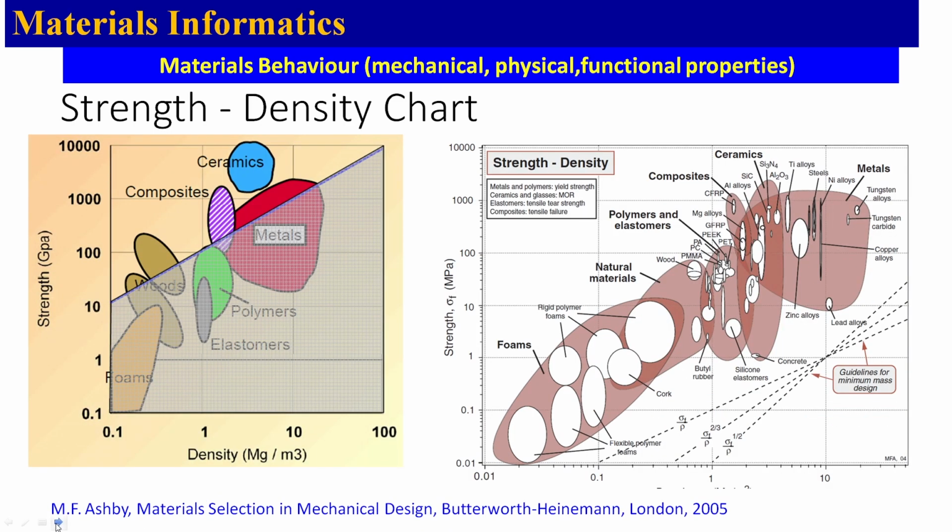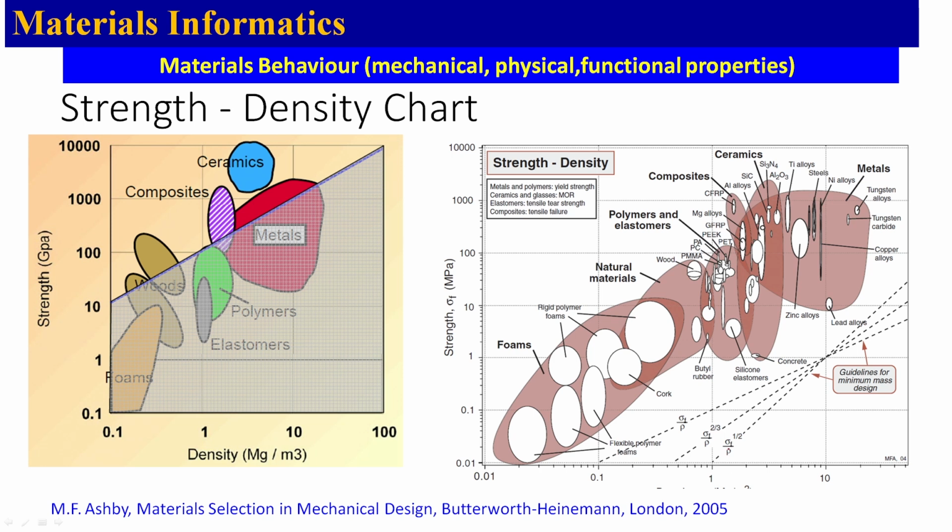Another chart is called the strength-density chart. Look at it. Density is in units of kg per meter cube, with strength on the y axis. Ceramics are the strongest, that is why they are at the highest. Composites are a mix of ceramics, metals or polymers, that is why they are in between. Then you have woods, foams, all these things. On the right I am showing you the best combination of data.